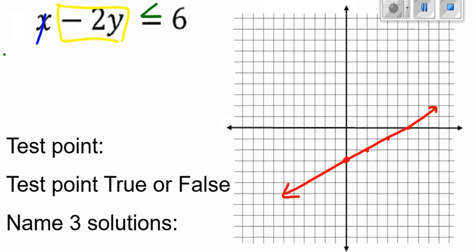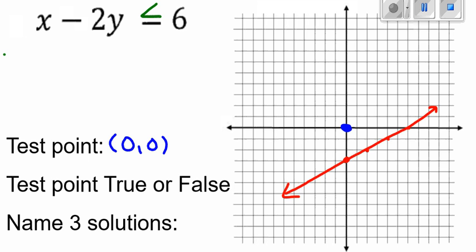So what you're going to do is pick a test point, and try to pick 0, 0 if you can. It's the easiest point to plug in. If you can pick 0, 0, a lot of neat little things happen with your equation, and it makes your life a lot easier. So I'm going to be plugging in that point right there, the origin. So my test point is 0, 0.